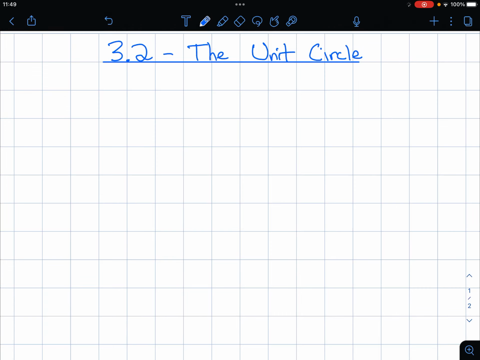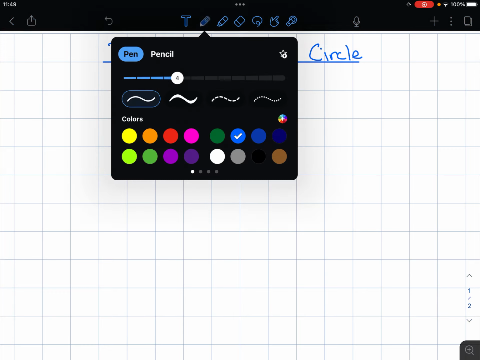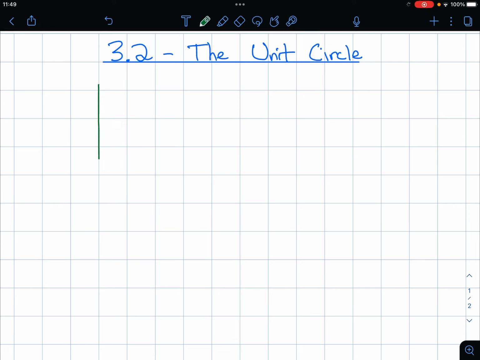In lesson 3.2, we're going to build the unit circle. The unit circle is an extremely powerful tool, and all of the work that we've been doing so far has led up to being able to develop this unit circle, which we will then be able to apply to many different situations.